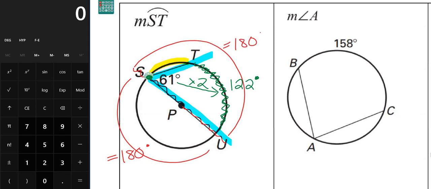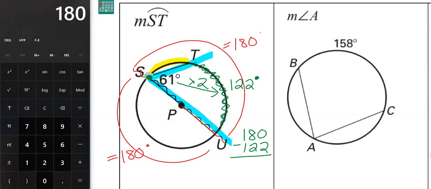Notice that the 180 is the two arcs together, the yellow one and the 122. So to figure out the yellow one, we do 180 minus 122, and whatever we're left with is the measure of the yellow arc. 180 minus 122 equals 58 degrees. So 58 degrees is the measure of arc ST.